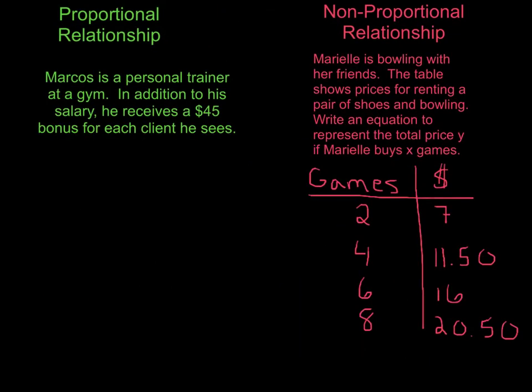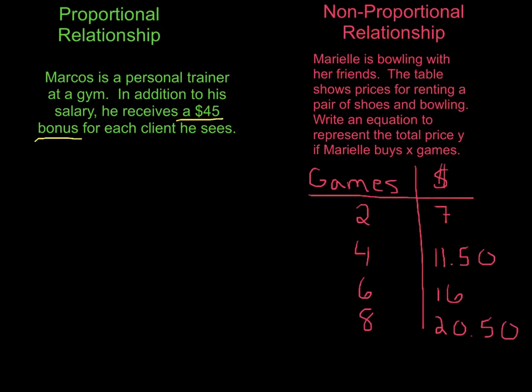And here are our last examples comparing proportional relationships with non-proportional relationships. So here are two real-world scenarios. The first one says that Marcos is a personal trainer at a gym. In addition to his salary, he receives a $45 bonus for each client that he sees.